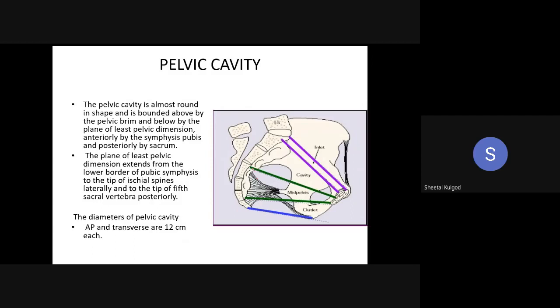and then up to the tip of the fifth sacral vertebra posteriorly. So the plane runs from the lower border of the pubic symphysis along the tips of the ischial spines up to the fifth sacral vertebra posteriorly. This is called the plane of the least pelvic dimensions, and this forms the lower border of the mid pelvis, right? These are the things you have to remember. And below the plane of the least pelvic dimensions is the outlet. This area will be the outlet of the pelvic cavity. Okay.